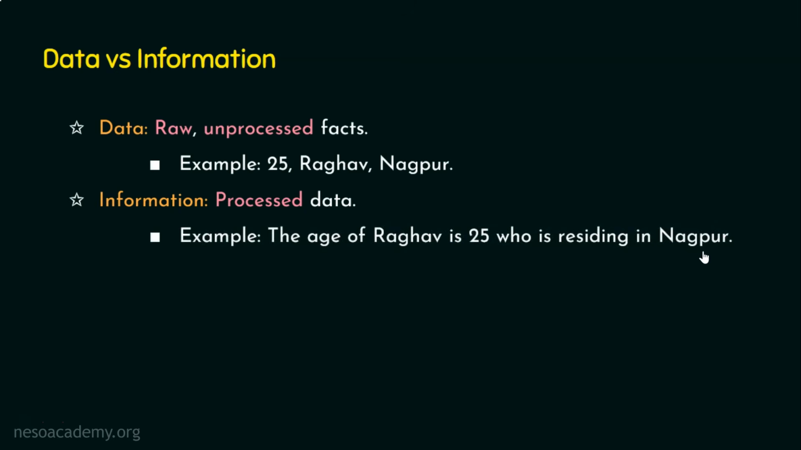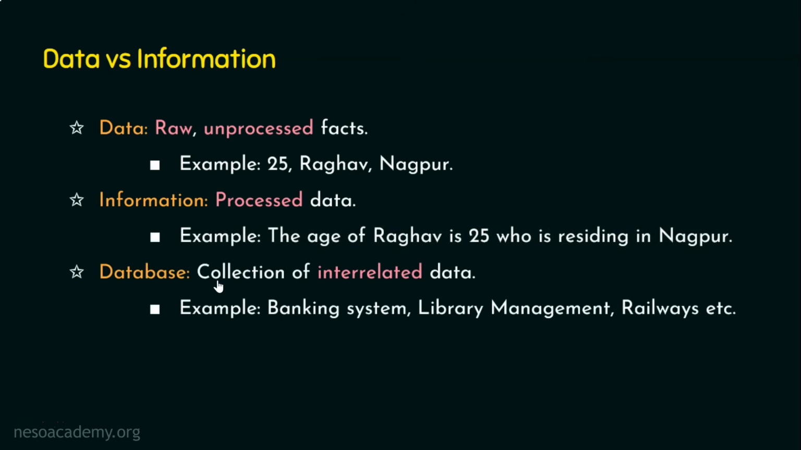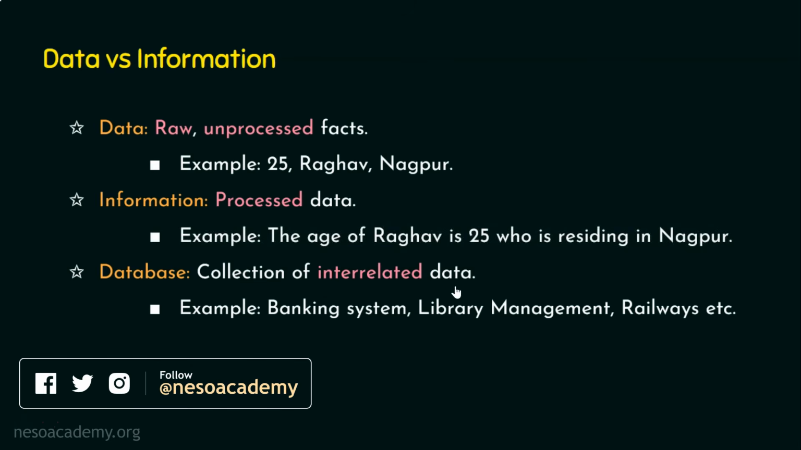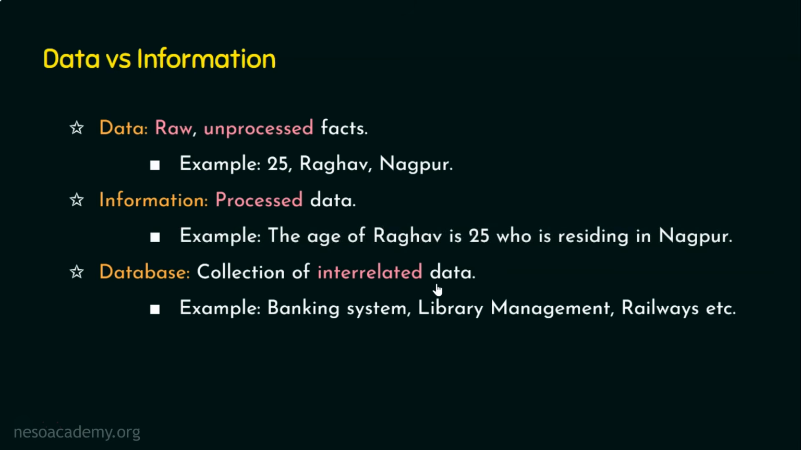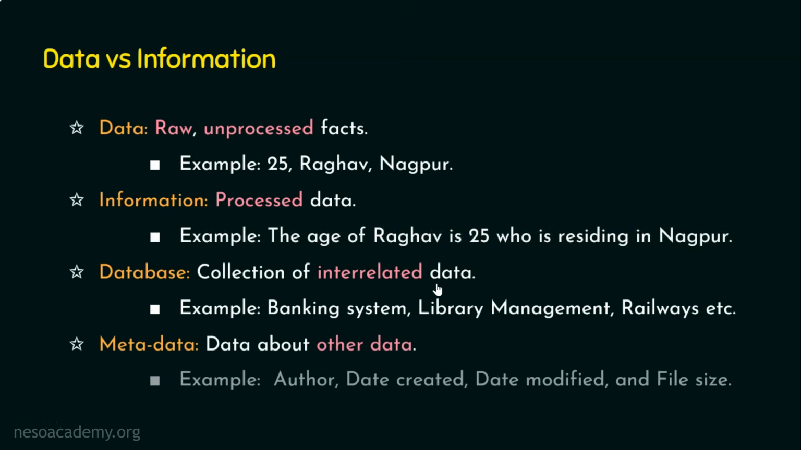And what about databases? Are databases a collection of data? No, please note that databases are not simply a collection of data. Databases are a collection of interrelated data. For example, whatever we do in the real-time banking world, library management or railways, everything is going to store the data in the form of tables, to be precise, rows and columns. So databases are a collection of interrelated data, and database management systems are a set of programs to access those data efficiently.